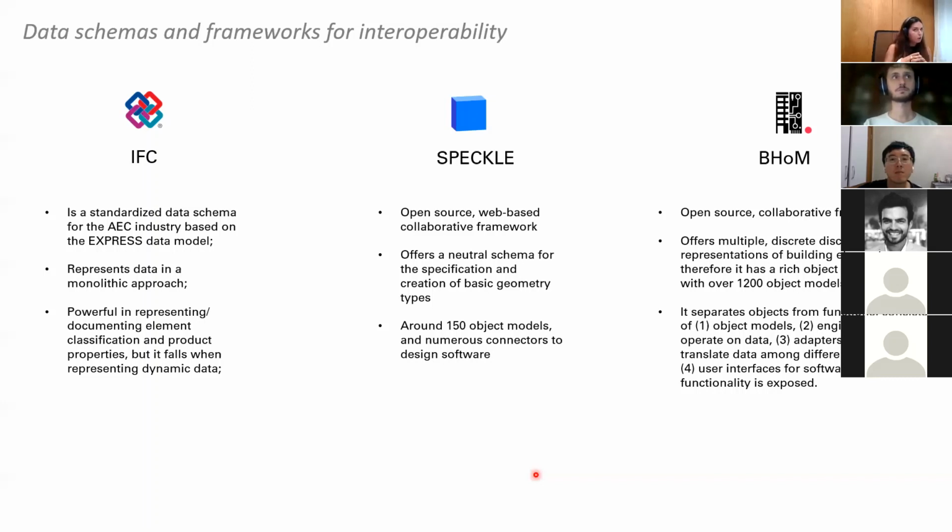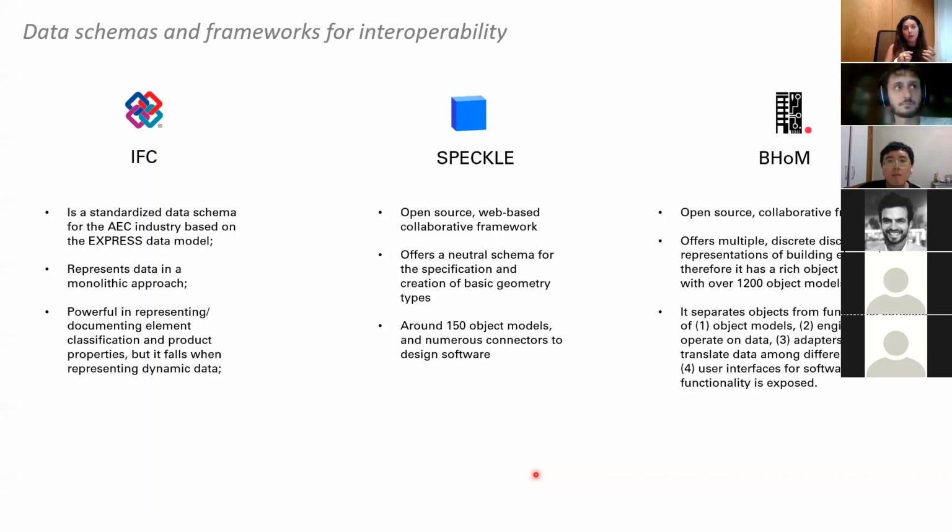And then we have also BHoM, which is the Buildings and Habitats object Model. It is an open source, again, collaborative framework. What is different between Speckle and BHoM and, let's say, IFC is that BHoM slightly covers both. It also has an object library, like IFC, but at the same time also adapters to connect different softwares. And what is different again from both of them is that it doesn't have one representation of a building element, but it offers multiple discrete disciplinary representations of building elements.